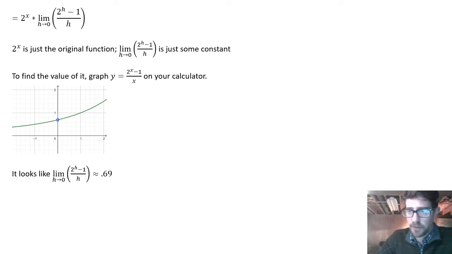And it is indeed a function with a hole at x equals 0, but that hole appears to have a pretty concrete value. And if you just look at a table of values, it's just some decimal, and that decimal is about 0.69. We'll make that better. We'll figure out exactly what that is. But for now, just say that, okay, the derivative of this thing is 2 to the x times this limit. That limit is some finite number, and that finite number appears to be about 0.69.